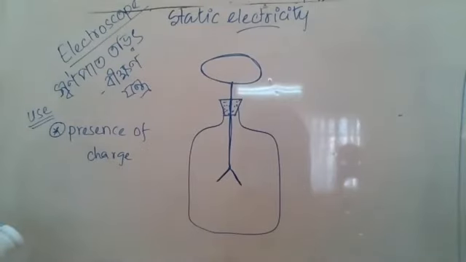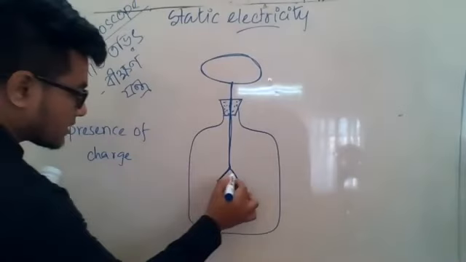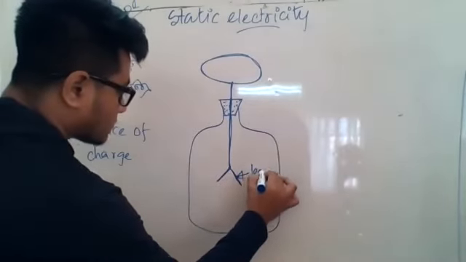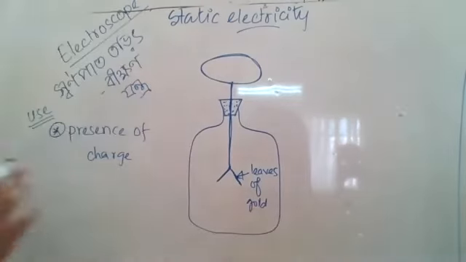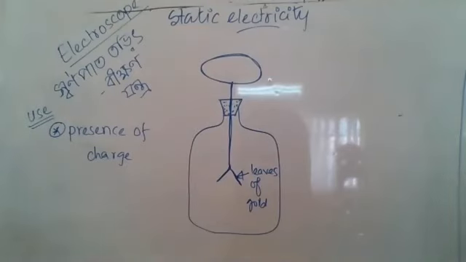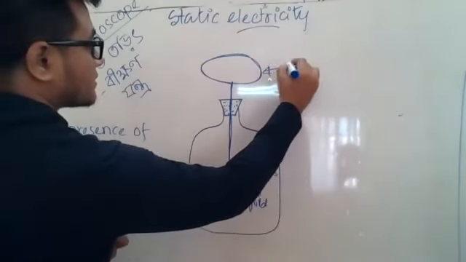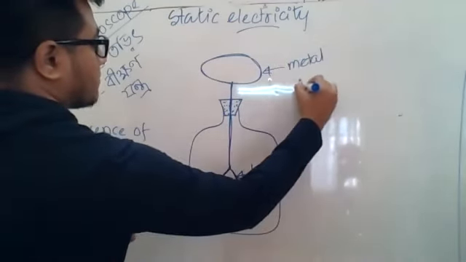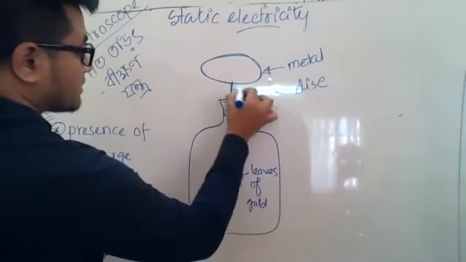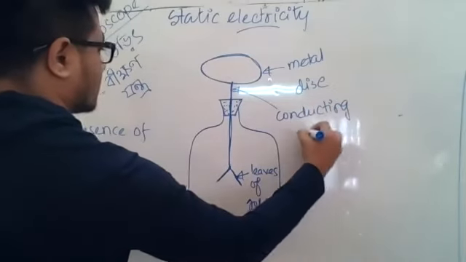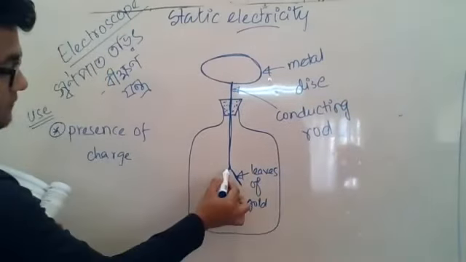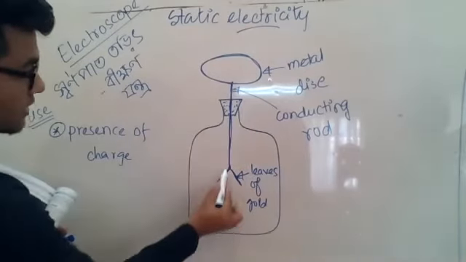So, it contains 2 light leaves of gold. See, these are the 2 leaves of gold, and they have to be very light and very thin. Then these 2 leaves are connected to a metal disc by a highly conducting rod. This is the metal disc, and this is that conducting rod. This is the conducting rod. So the leaves are connected with this metal disc through this conducting rod.